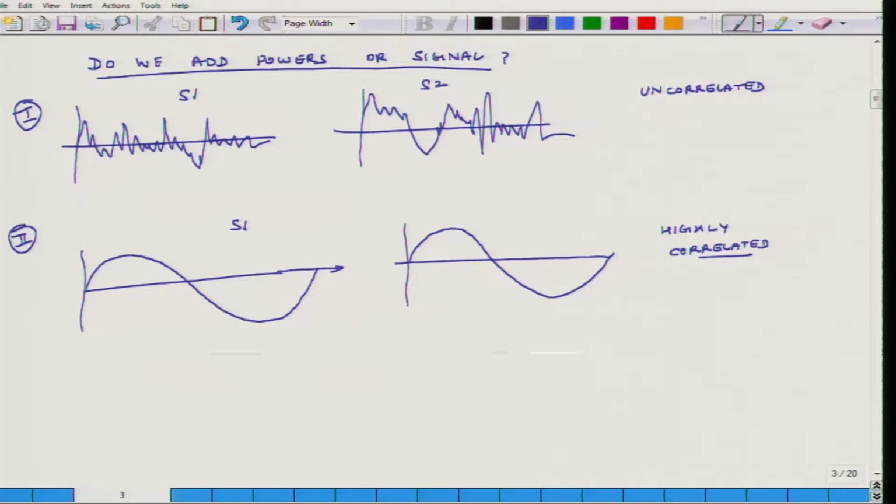An example of two uncorrelated signals: maybe there are two persons in the room and both of them are talking. So, there is no guarantee that when one person starts with a particular frequency and the frequency is going up, the same is happening to the other person's speech. There is no relationship or correlation between one person's speech and another person's speech. So, these types of signals are uncorrelated signals.